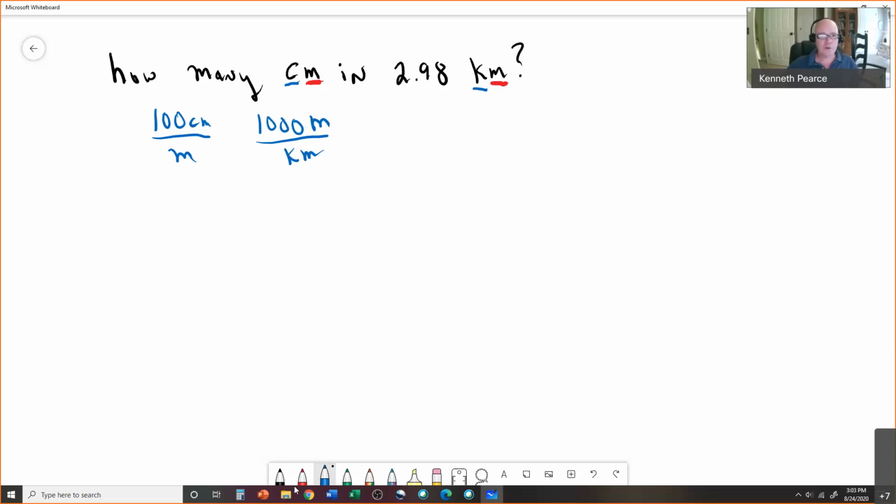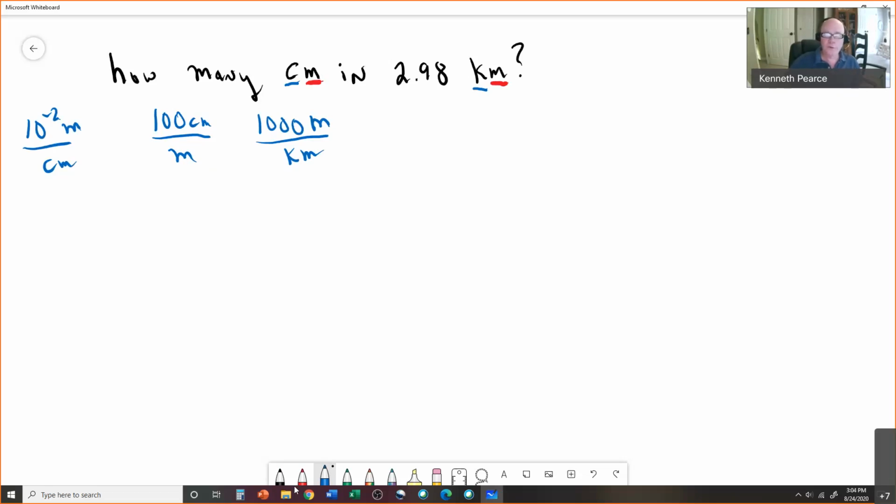And I could have just as easily written it as 10 to the minus 2 meters for every centimeter. I like to generally try to avoid these negatives up there, but it's all right. Either way, mathematically, it means the same thing. And it doesn't matter if I put kilometers on the bottom or meters on the top or meters on the bottom and kilometers on top. What we're going to do is fix that with our setup, okay?